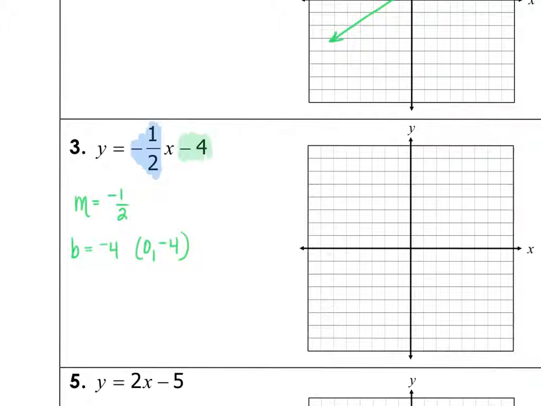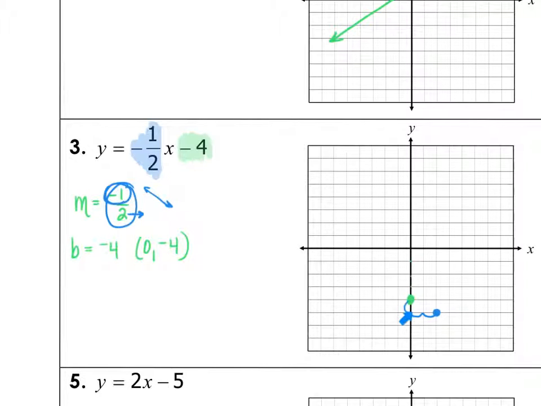So first we plot the y-intercept at (0, -4). 1, 2, 3, 4. So that's right there. And now the slope. The slope is -1/2. That means the line is going to be going down from left to right. All right? So my advice to you is that you're always going to do the run to the right, no matter what. It's the numerator that will go up or down depending on whether it's positive or negative. So since the slope is negative, instead of going up 1 and 2 to the right, we're going to go down 1 and 2 to the right to get my new point.